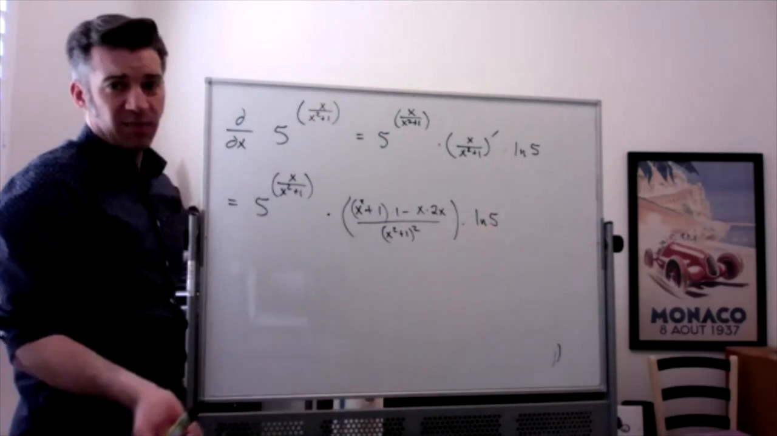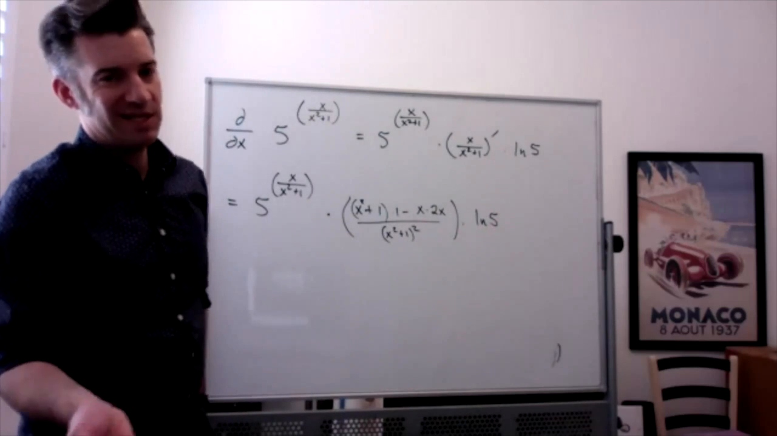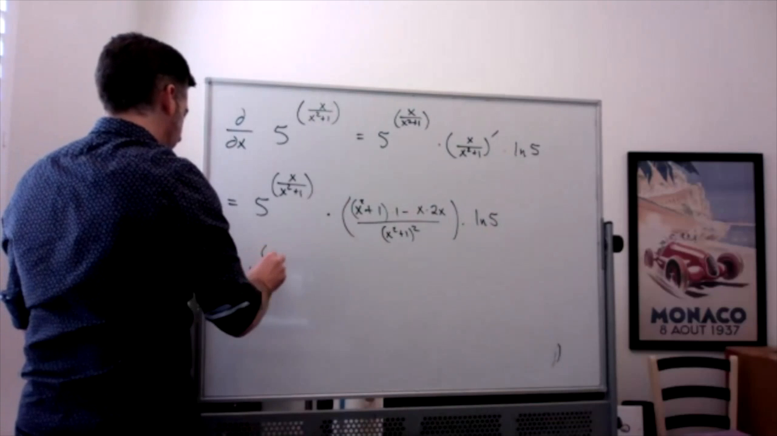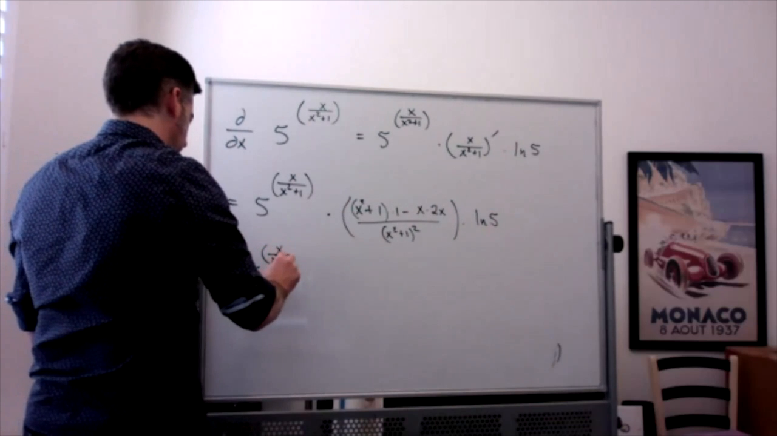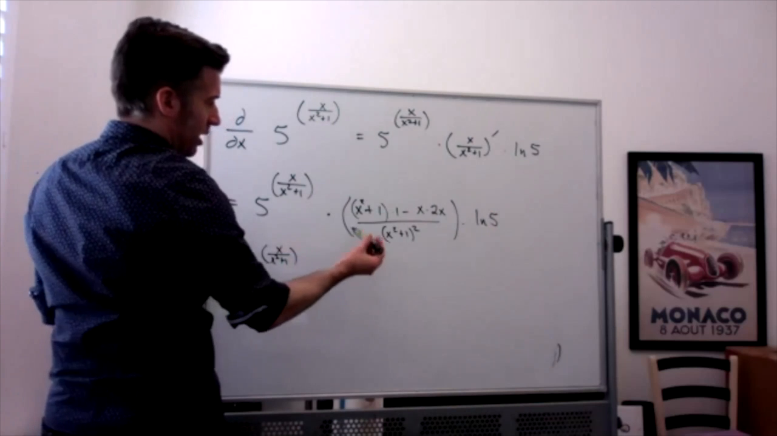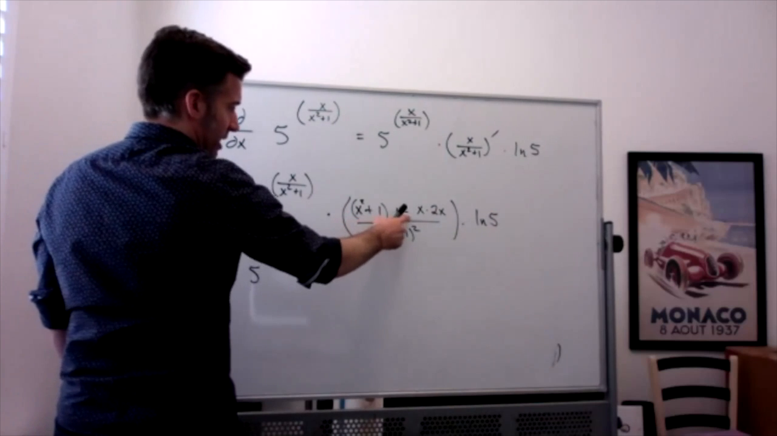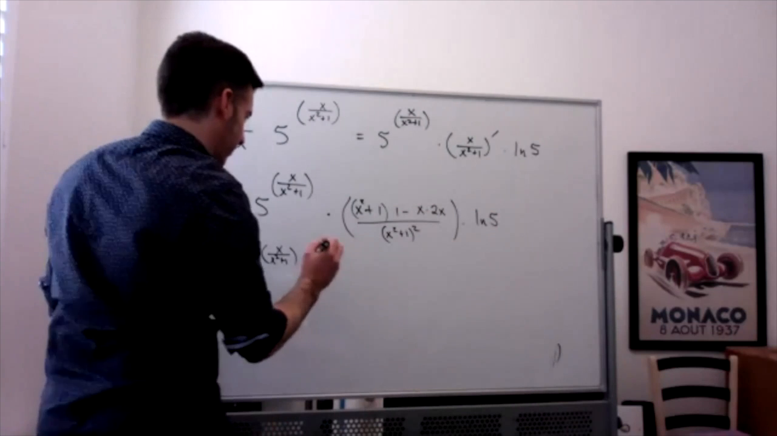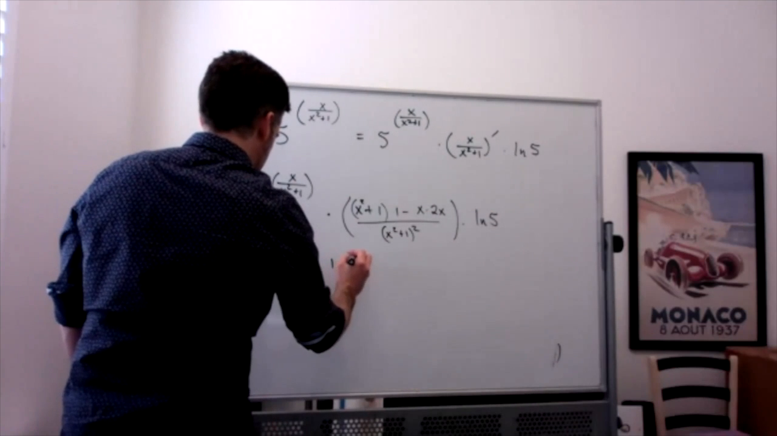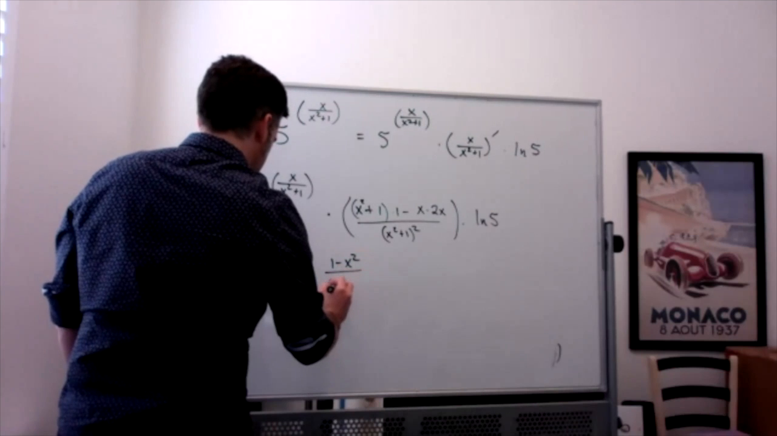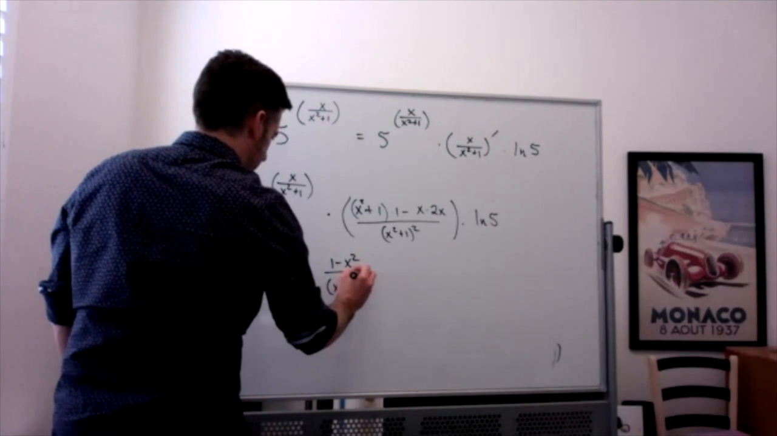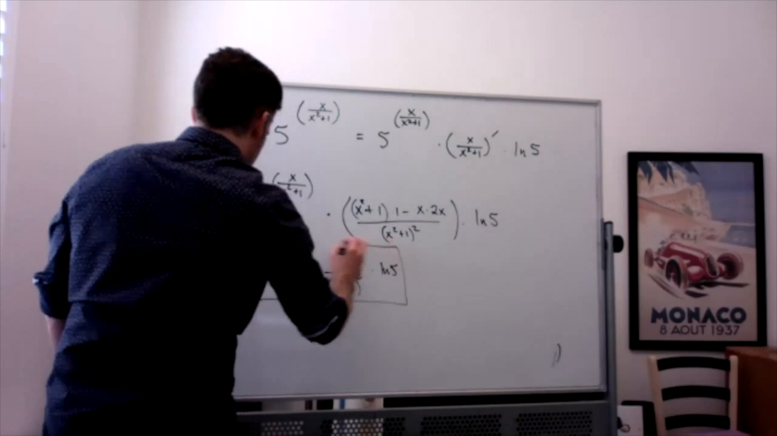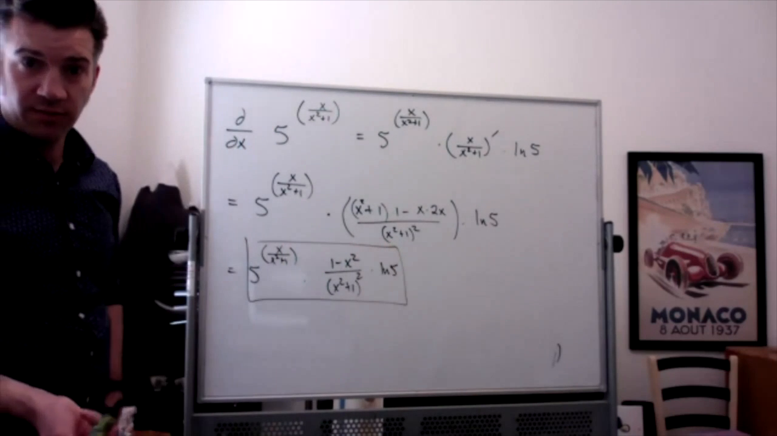And if they didn't say to simplify it, I would just leave it like that. If they did say to simplify it, I would simplify this just a little bit. I've got 5 to the x over x squared plus 1. Here I've got x squared plus 1 minus 2x squared. That's going to be a negative x squared plus 1, or I prefer to write 1 minus x squared over x squared plus 1 squared times the natural log of 5. That's how I would prefer to write this answer.